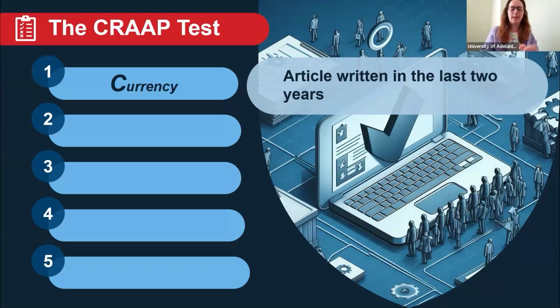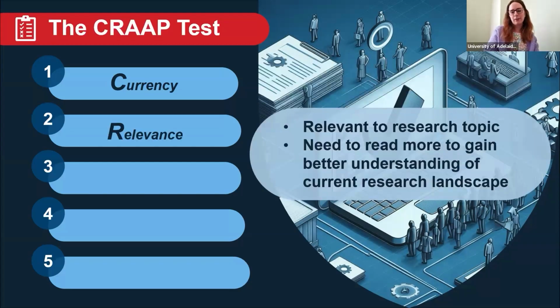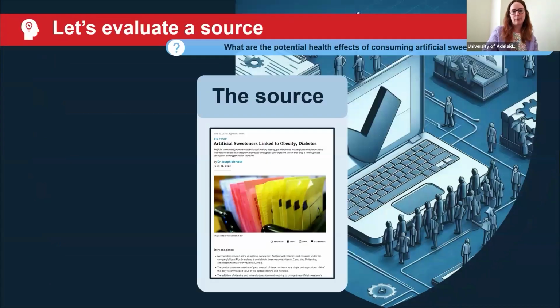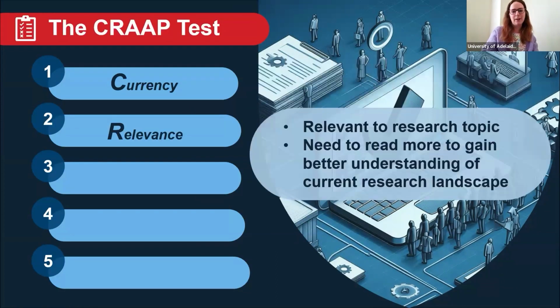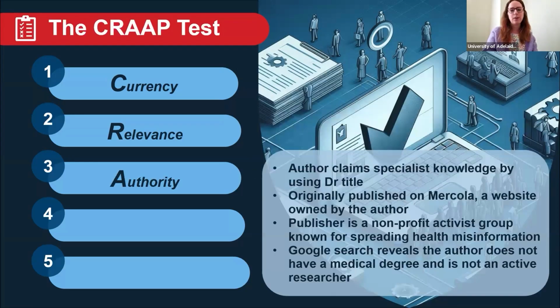Relevance. If you can see on the slide before, I put up a question: what are the potential health effects of consuming artificial sweeteners? That's the research question, hypothetically, that you're writing an essay about. You could make the argument that yes, it's relevant to the research topic. It is on that topic, but you'd need to read a lot more to gain a better understanding of the current research landscape, and also read some scholarly articles as well.